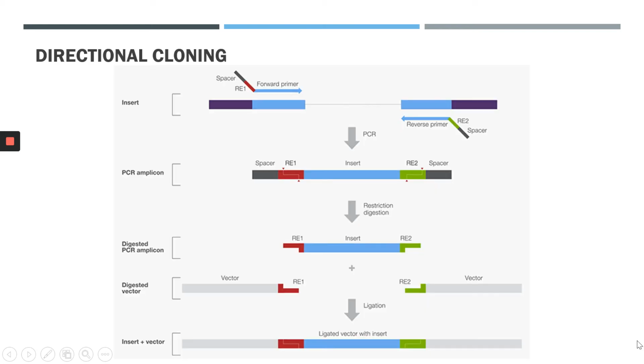Now we'll discuss another way directional cloning can be achieved. So say, for example, we have a vector and it contains certain restriction enzymes in its multiple cloning site. And these restriction enzymes that are present in the multiple cloning site on the vector that we have are not present on our insert DNA fragment on either side of the gene that we would like to express.